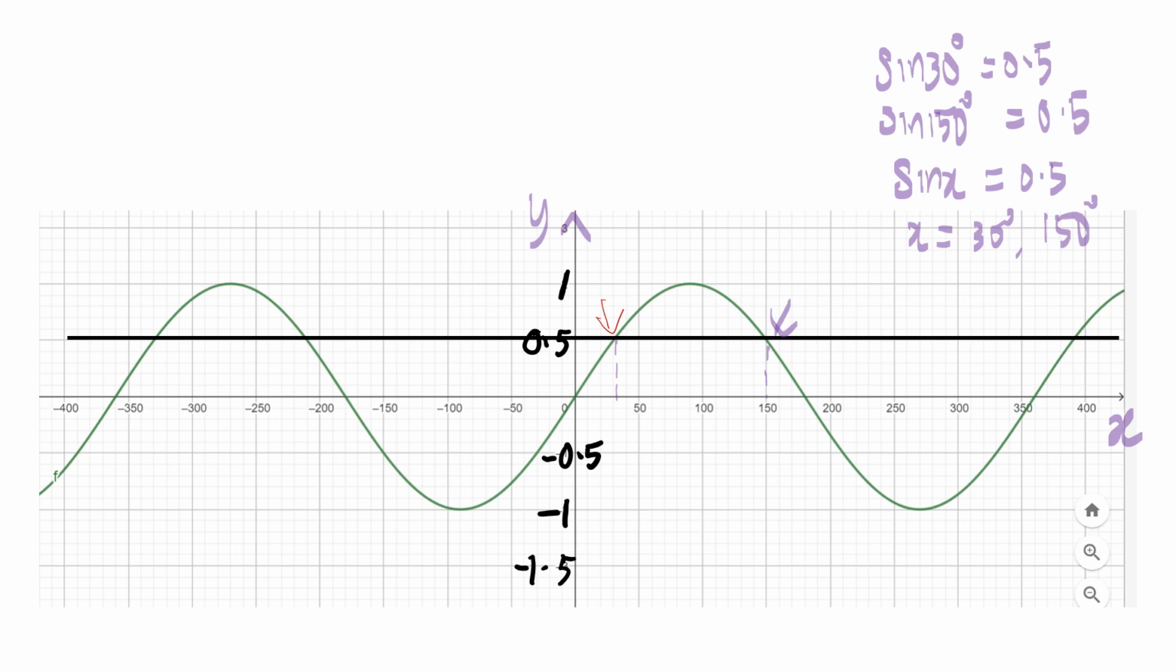Right, so where is this angle 30 from? Which quadrant is that? It's from the first quadrant. So angles between 0 to 90 will give you a positive ratio. And angles between 90 to 180 will also give me a positive ratio for sine functions.